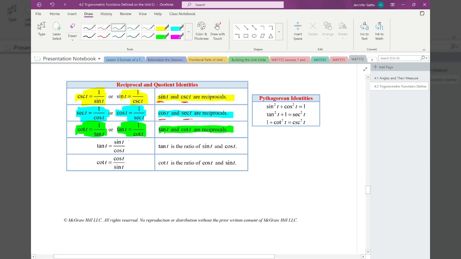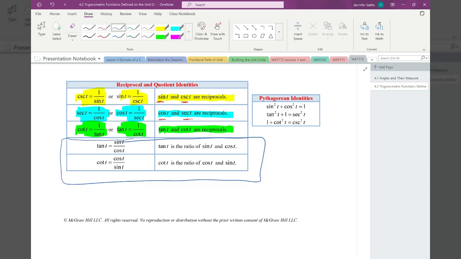These next two down here are what we call quotient identities. And quotient, so it's the ratio. So tangent is the ratio of sine to cosine. And cotangent, remember cotangent is the reciprocal of tangent, so we flip it. So it's the ratio of cosine to sine. And then the last bit of identities that we need to pay attention to is the Pythagorean identities.